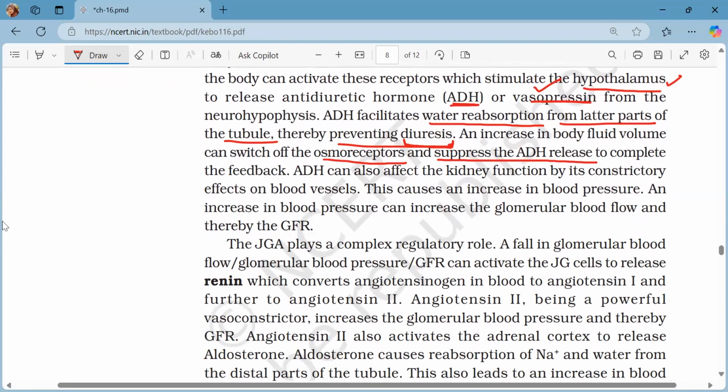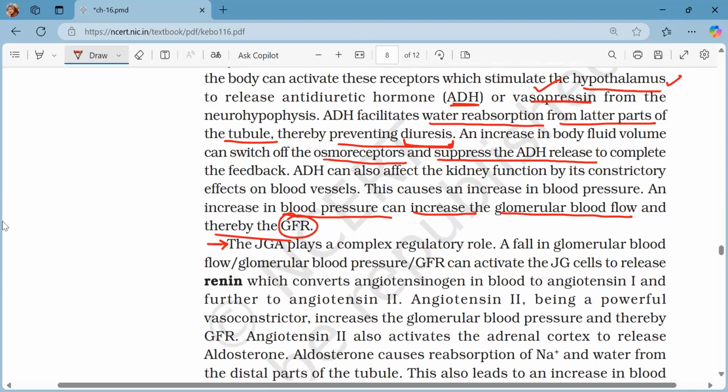ADH can also affect kidney function by its constrictory effect on the blood vessels. Meaning the ADH constricts them, sort of like imagine them contracting. An increase in the blood pressure can increase the glomerular blood flow and thereby the glomerular filtration, so that can be increased and more water can be absorbed.